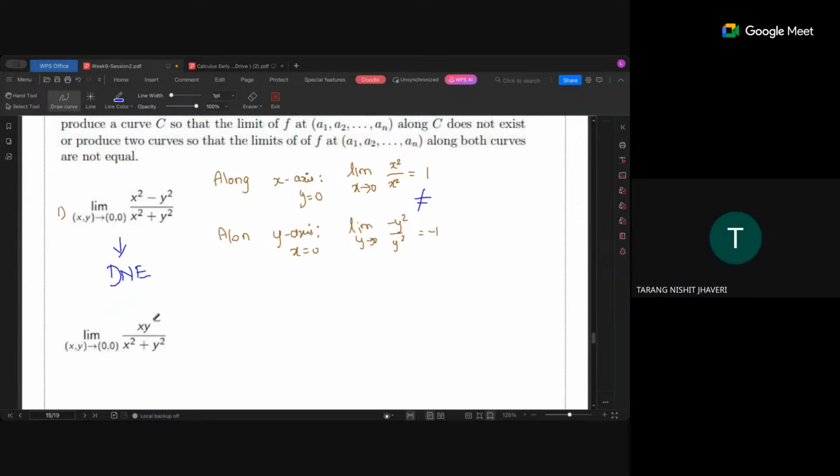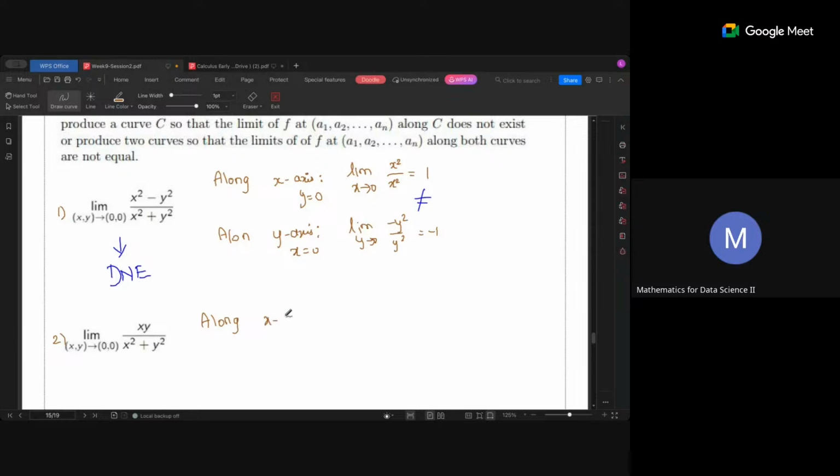Ma'am, suppose it exists along the x axis and y axis and both are the same, then we will take another curve. Yes, yes. And how would we decide which curve to take? Yeah, we will do a few more examples and then you will know.